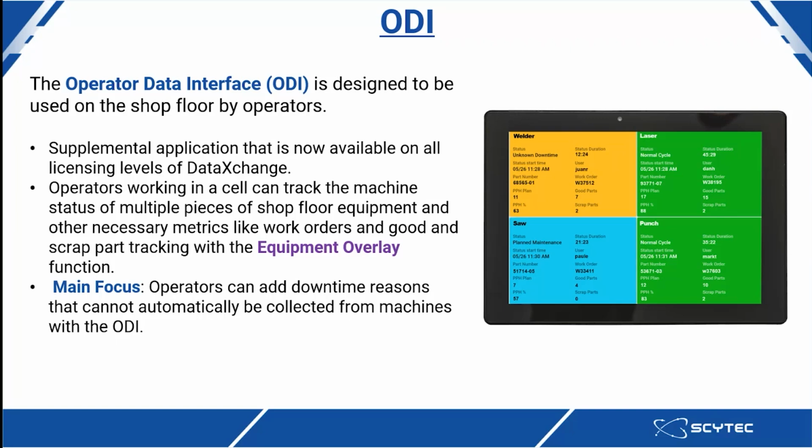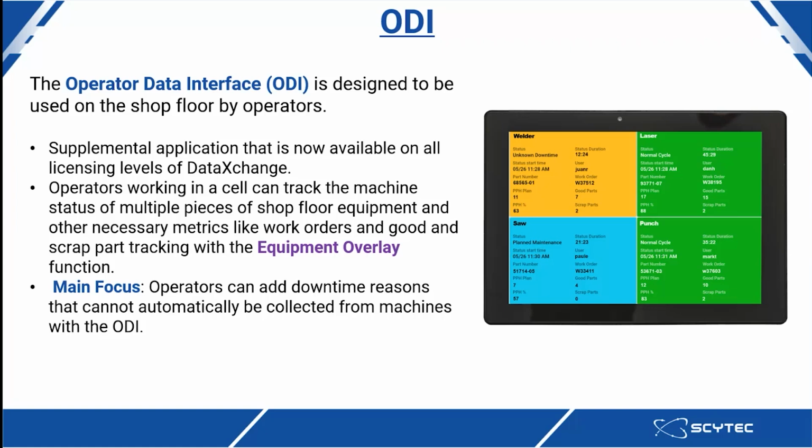Operators working inside of a cell can track the machine statuses of multiple pieces of shop floor equipment and other necessary metrics like work orders and good and scrap part counts. With the equipment overlay function, which is what you see over there on the right, there are 4 different pieces of equipment, including a welder, a laser, a saw, and a punch machine, and it is displaying certain things like the machine status, which for the welder is unknown downtime, and some other reported metrics like the logged-in data exchange user, the work order and part number that are getting worked on, the parts per hour plans, and the amount of good and scrap part counts that have been produced.